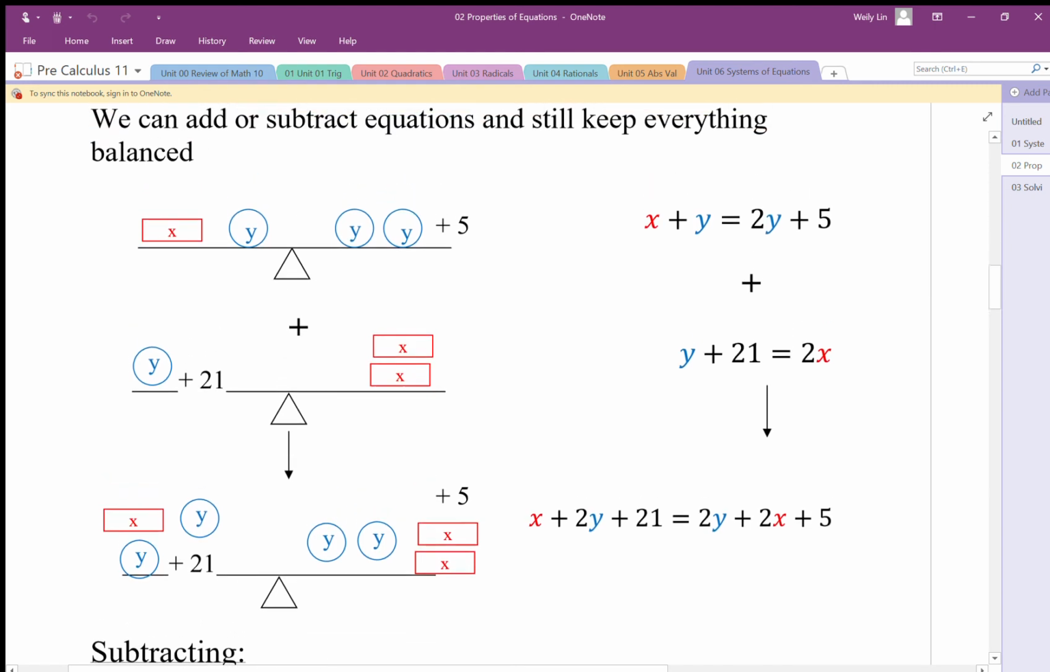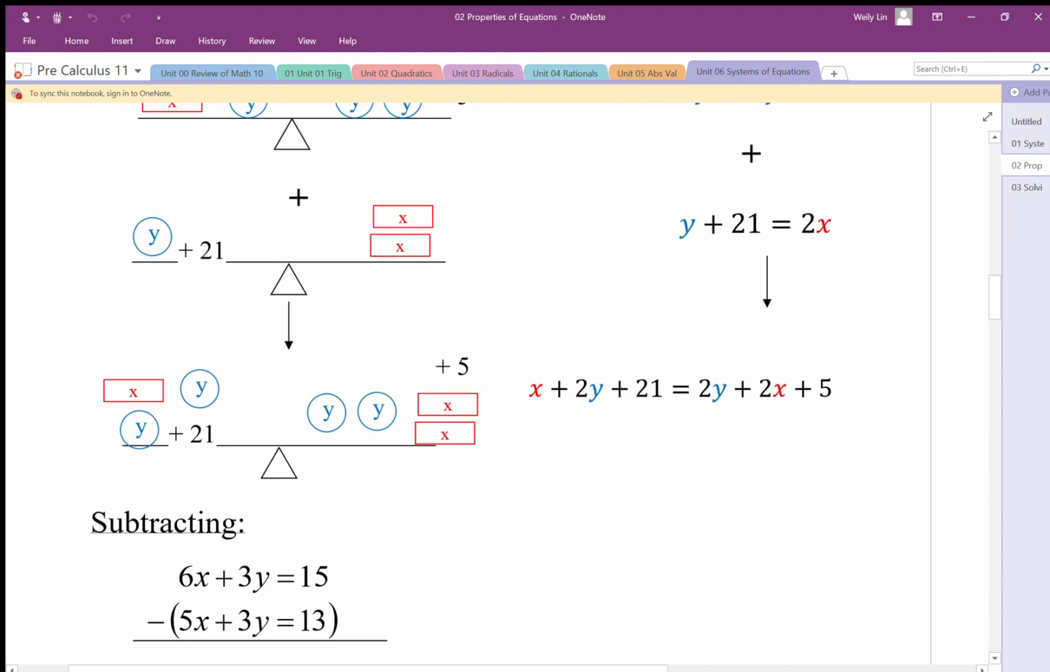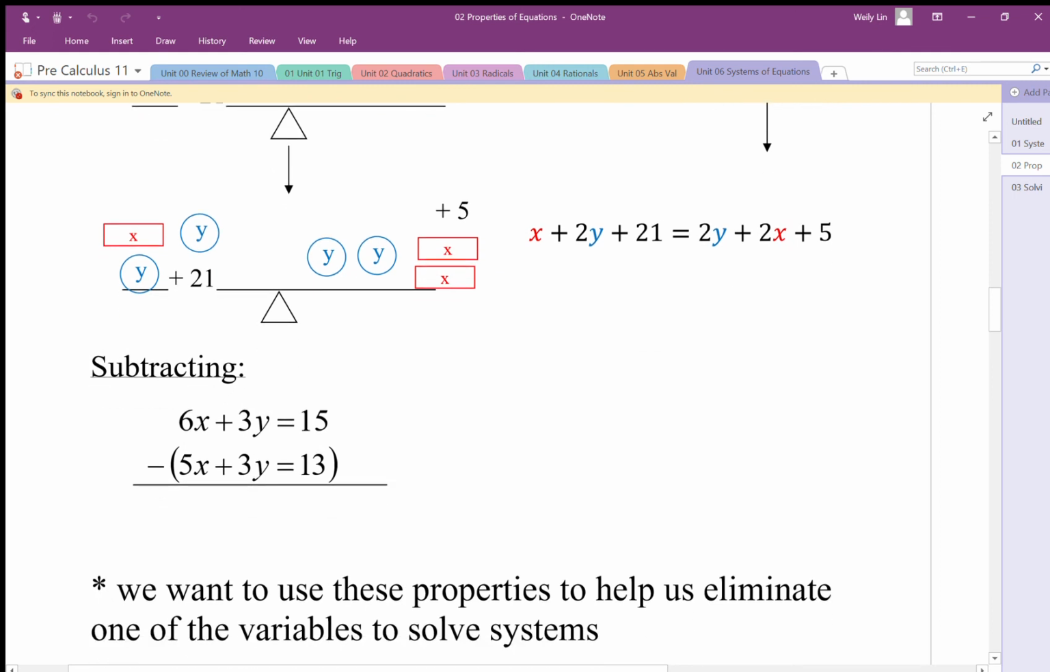That is the second property, and that applies also for subtraction. If this equation is balanced and this equation is balanced, I can subtract these two equations from each other. So what ends up happening here is I end up with 6 minus 5x's, so I end up with 1x. 3y's minus 3y's gives me 0y's. 15 minus 13 gives me 2. And in this case, I started with a two variable system and I ended up with a solution for x.